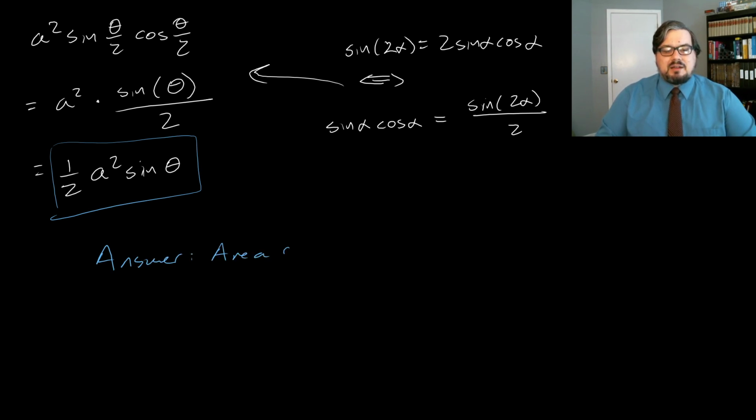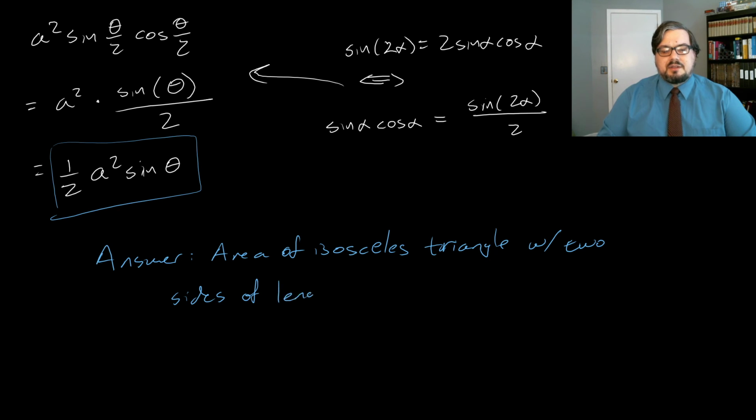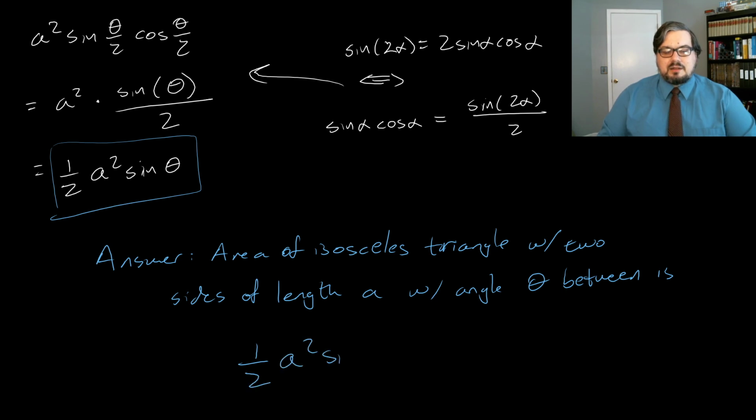So I'll just write down as our conclusion to this problem that the area of an isosceles triangle with two sides of length A with an angle theta between is 1/2 a squared sine theta. This works out to be surprisingly useful in many different contexts.